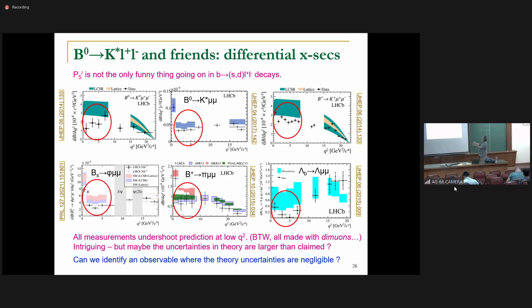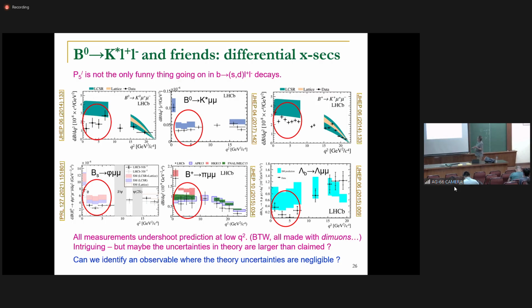And superimposed are theory predictions, and the theory uncertainties here are large. The theory uncertainties in these branching fractions are bigger than for these optimized observables. They are less robust, right? But still, what is unmistakable is that in all cases, in this low q squared region, which is where you had this issue in P5 prime, the data is everywhere low. Okay, so this adds to the intrigue.